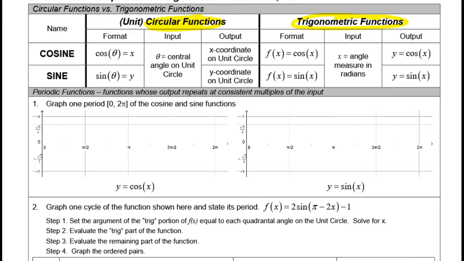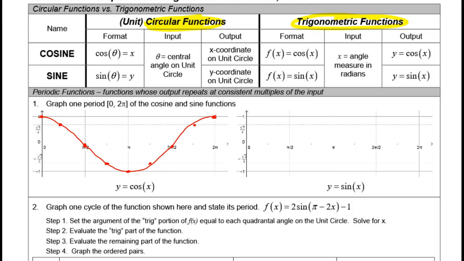I'll go ahead and quickly graph one period of both cosine and sine for you. These graphs should be very familiar to you. Cosine starts at 0, 1, then has a point at pi over 4, root 2 over 2, pi over 2, 0, 3 pi over 4, negative root 2 over 2, and then pi, negative 1. And then we climb back up until we get right back where we started at 2 pi with an output of 1. So that's the graph of y equals cosine of x.